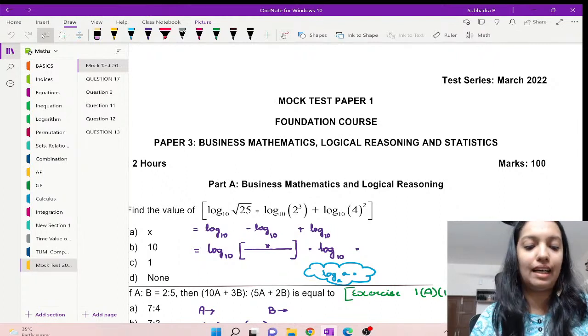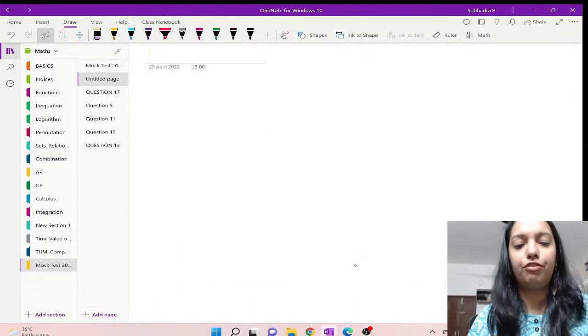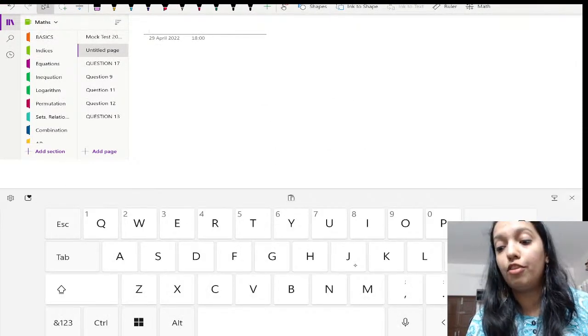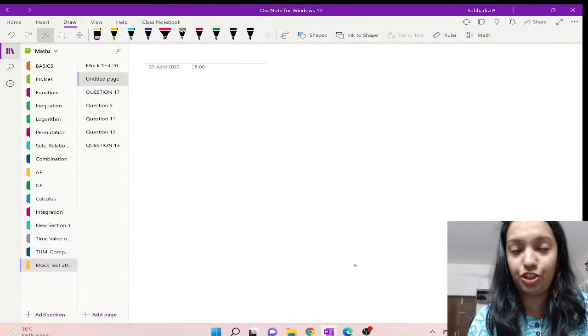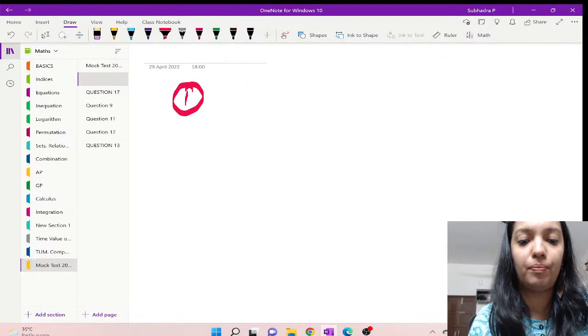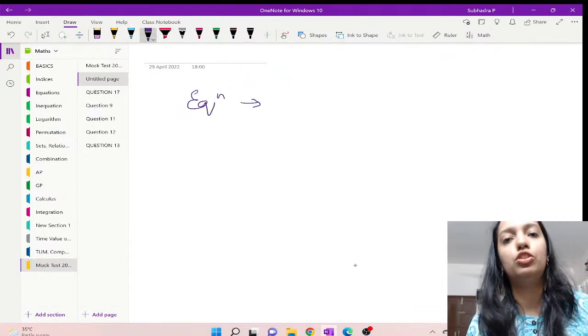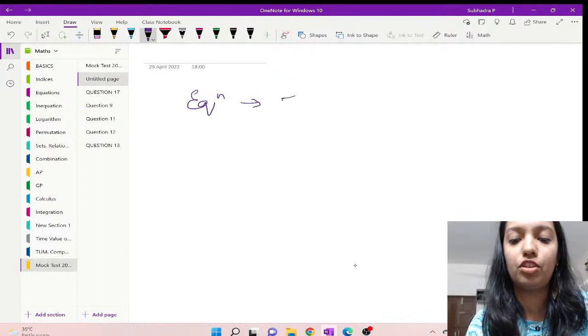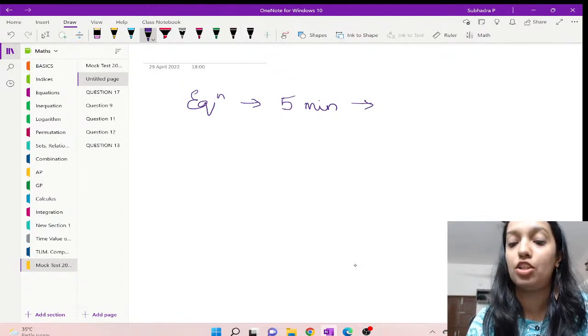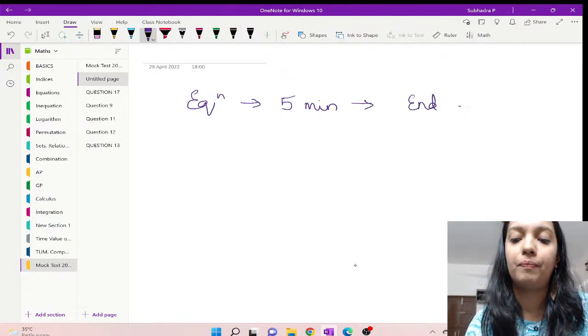Now even before I start with the session, a few things that I wanted to clarify. Point number 1. There are a few questions from the equations chapter which are way too lengthy, which almost consume around 5 minutes if you are trying them for the first time. So those questions you can try at the end. Even in your main examination you can try them at the end.